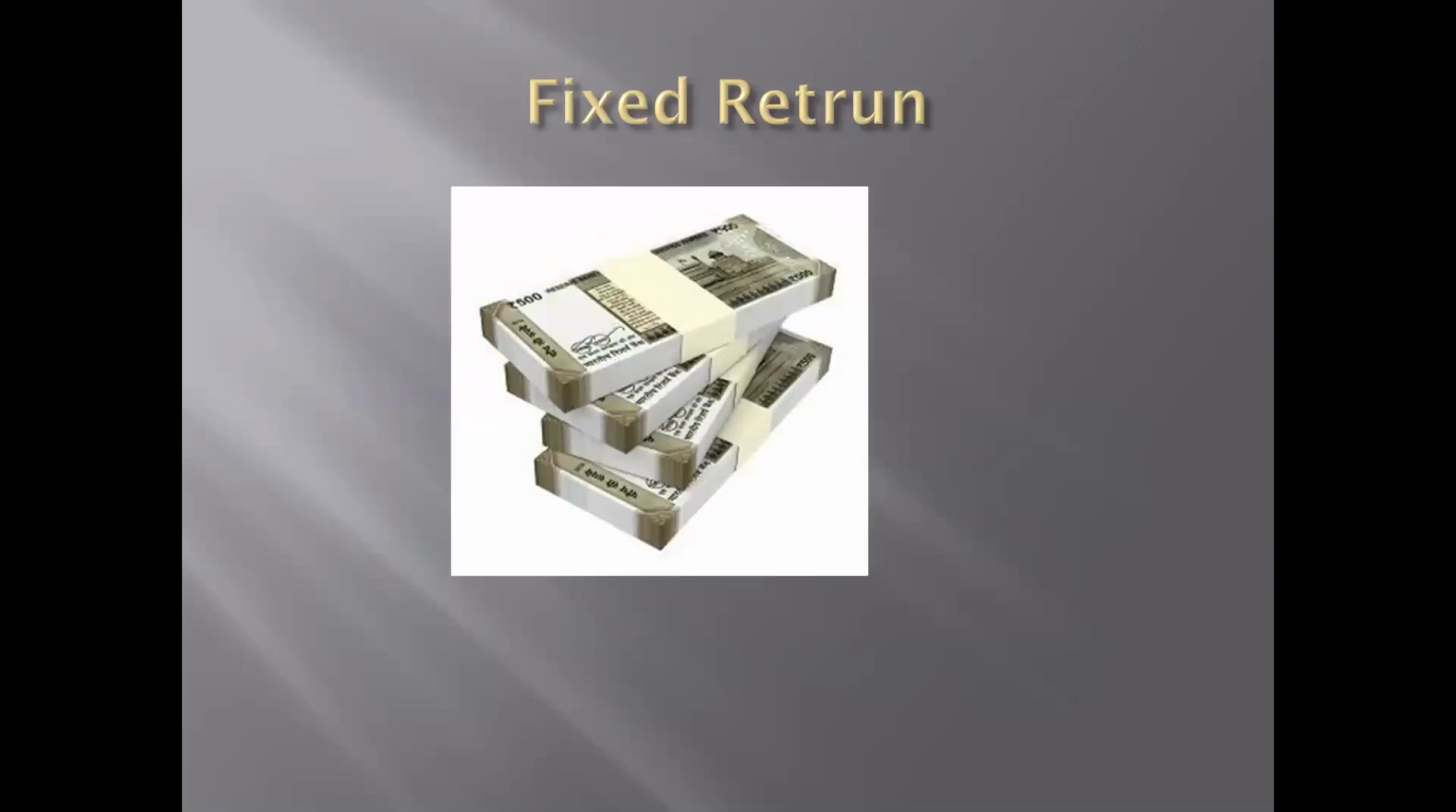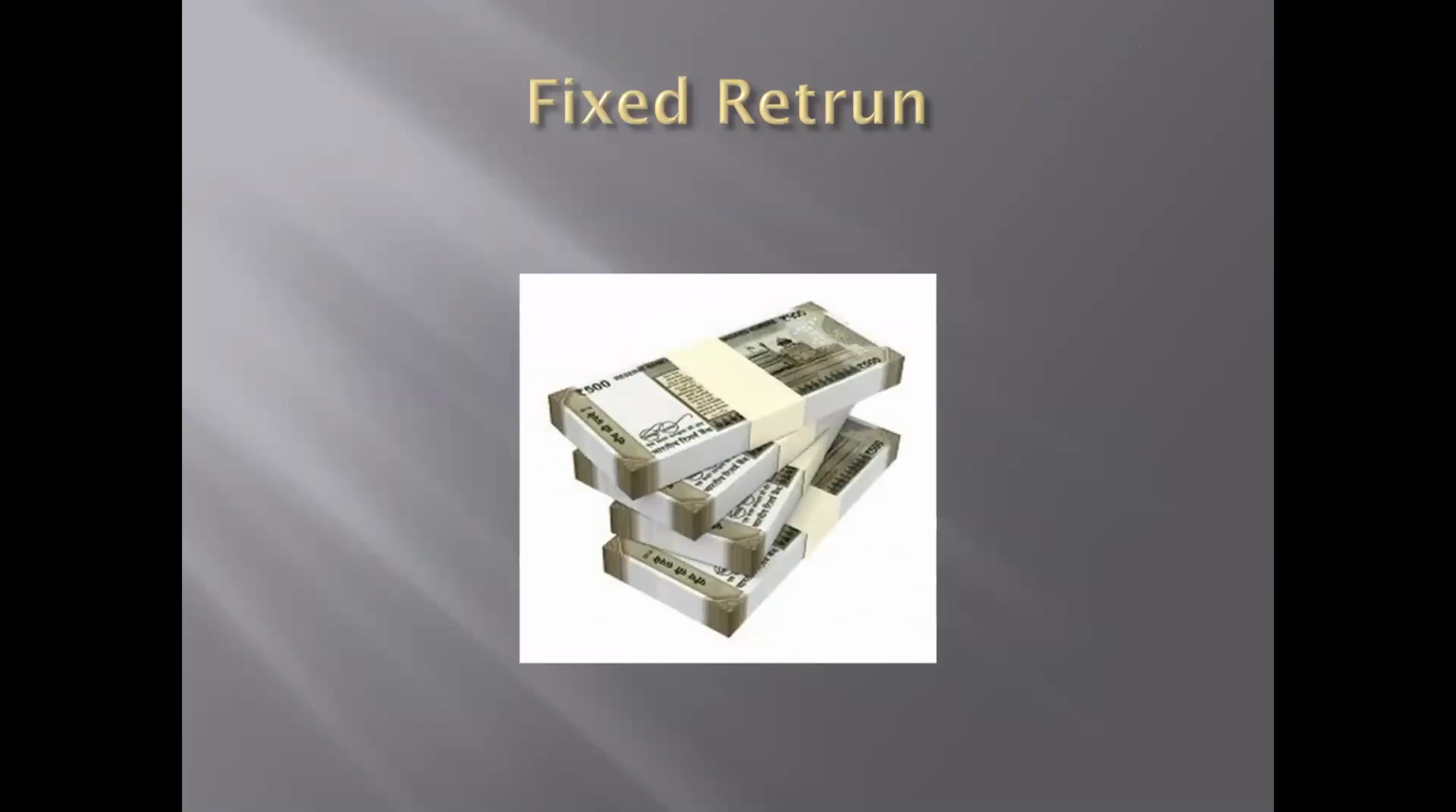Fixed returns, that is dividend. The person gets fixed returns, that is dividend, that is amount. Whichever money he is getting, that is fixed.